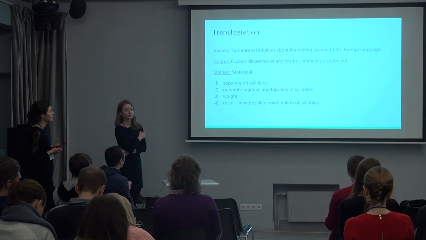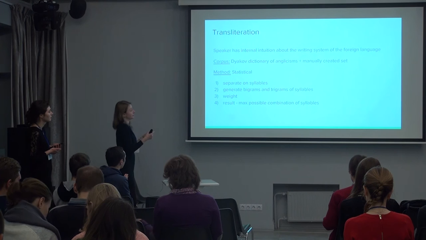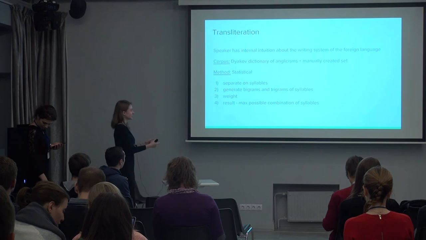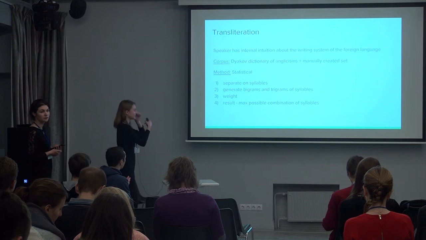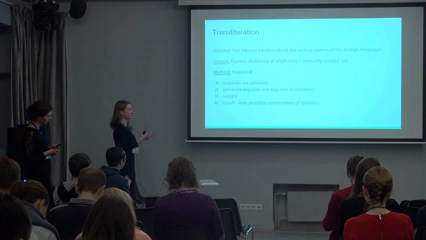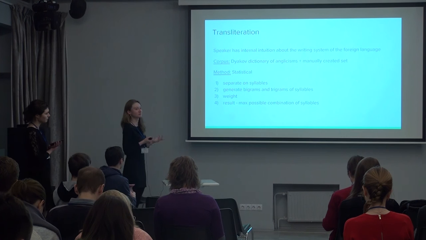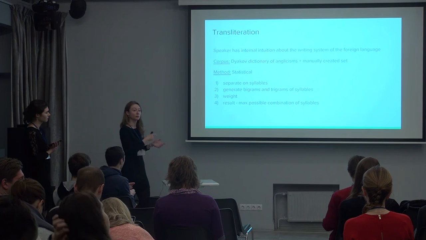We had a set of English variants and transliterated Russian candidates. So we took the Dyakov dictionary and a manually created set. We took these two columns and separated each of them into syllables. And from the syllables we generate bigrams, trigrams, n-grams of syllables, weighted them with some weights, and made a kind of language model for this. So it's a kind of statistical method, a model of co-occurrences of syllables.